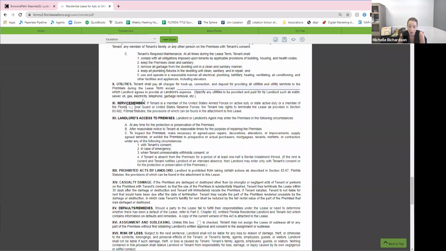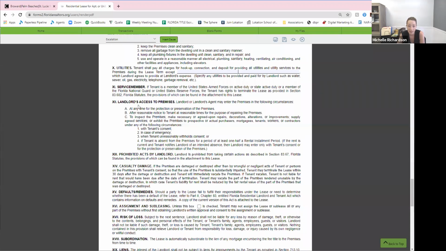Utilities: tenant shall pay all charges for hookups, connections, and deposits for providing all utilities and utility services to the premises during the lease term, except for, you can list anything here which the landlord agrees to provide at landlord's expense. So if there's cable with the unit, water, sewer, trash, anything like that that comes with the condo, you can put that information in there. Specifically any utilities provided by the landlord, like it says, water, sewer, oil, gas, electricity, telephone, garbage removal, etc.